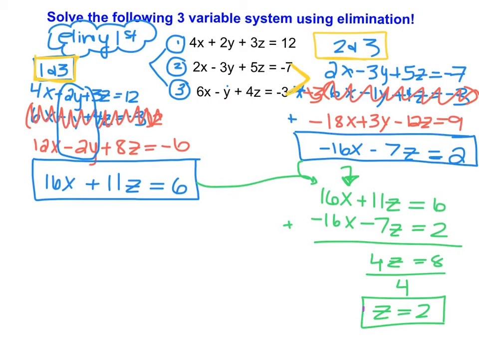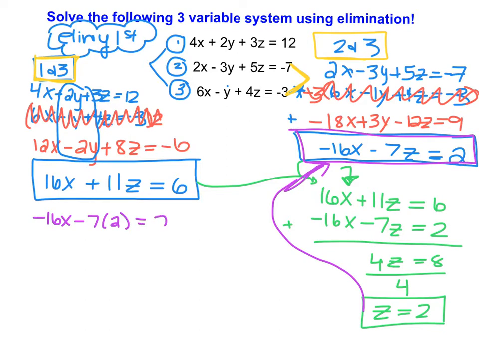I'm going to choose to find x first, because I notice that I have two different equations, both that contain x and z. So I'm going to use this equation here that I'm highlighting in purple. You could also use this other equation that's boxed in blue. It doesn't matter. But we have negative 16x minus 7 times z. I know that z is equal to 2, so here I have negative 16x minus 14 is equal to 2.